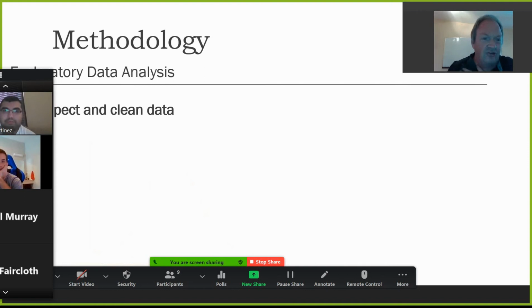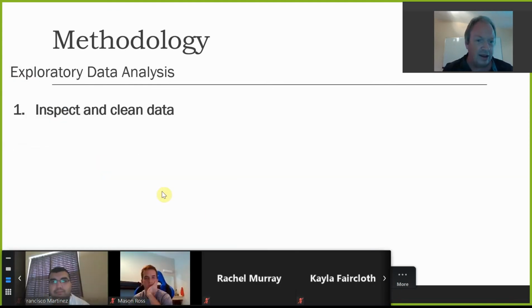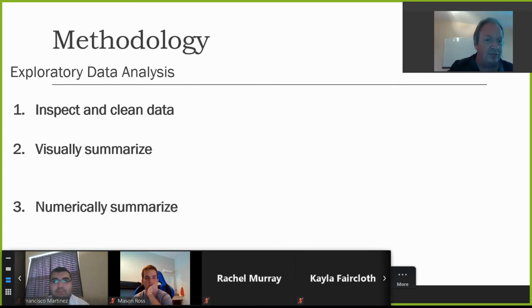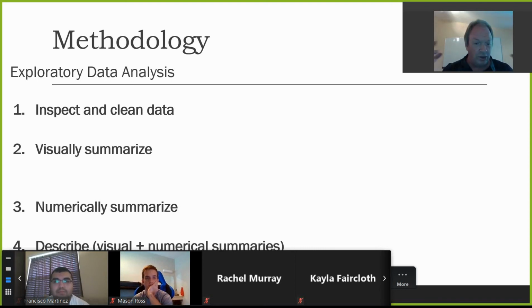What we're going to do is use exploratory data analysis. This is exactly the same process that we talked about with categorical variables. In fact, it doesn't matter what the variable is; we do the same thing. First we look at the data, we inspect it, we clean it if we have to. Then we visually summarize it, that is, we plot. We numerically summarize it, we compute summary statistics. And finally, we describe the whole thing, putting together the visuals and the numerical.